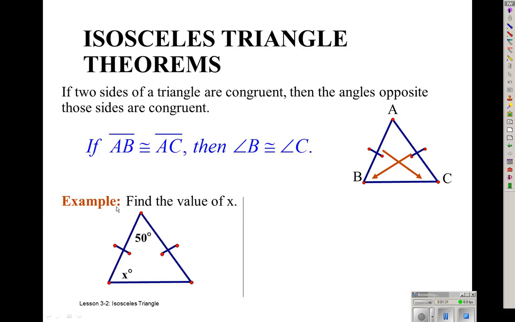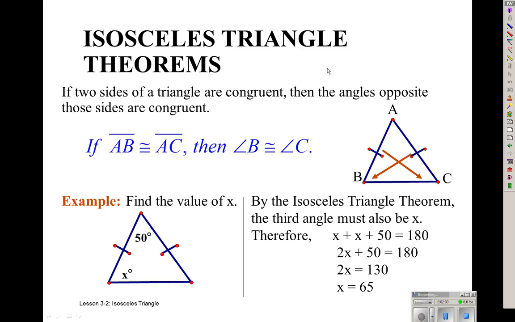So let's do this example. We'll find the value of x. Well, I have a triangle with two congruent sides, and my variable is an angle measure, and I know one more angle measure. So I'm dealing with the angles of a triangle. Well, use this theorem. The angles that are opposite these congruent sides are congruent.